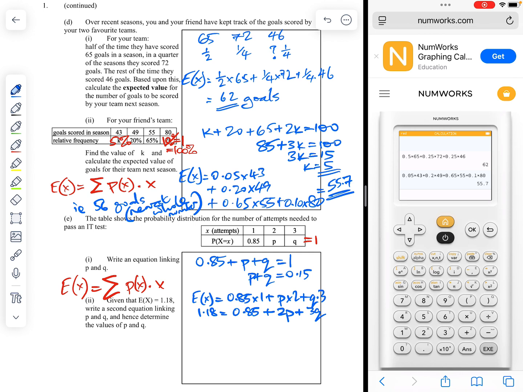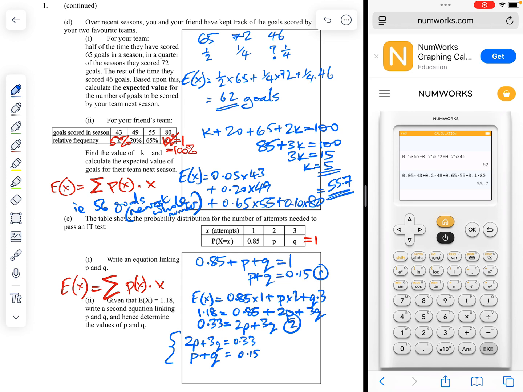If we do a subtraction, then we can simplify that a little bit, and we can say 0.33 is equal to 2P plus 3Q. Let's write those two equations out side by side. I'm going to write down 2P plus 3Q is 0.33, and I'm going to write down that P plus Q equals 0.15. Here we have a pair of equations, simultaneous equations.